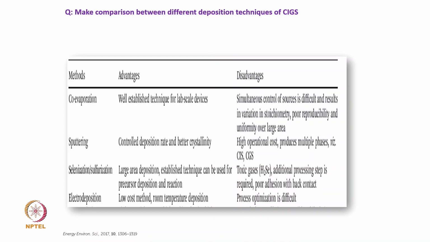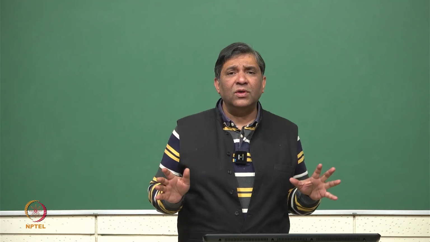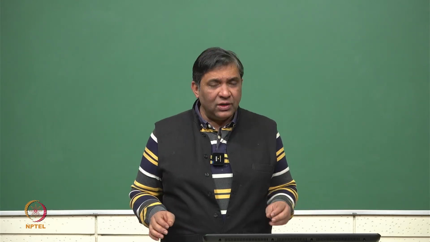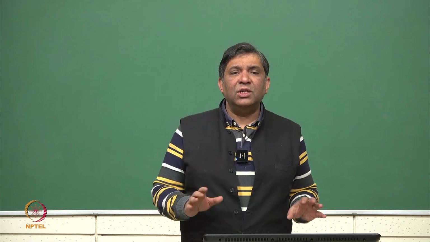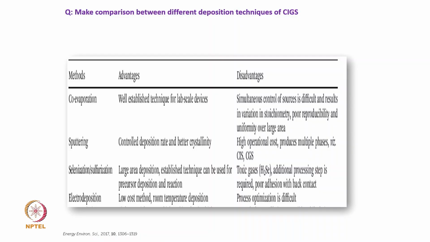Now, I come to the last point, and this is related to different deposition methods of CIGS. All right. So, I discussed in my lecture different processes which are used to grow CdTe, CdS and also CIGS. Some of them which are generally used for growth of CIGS, let us just compile. So, one technique which is very common is called the co-evaporation technique. This is a well established technique for lab scale devices.